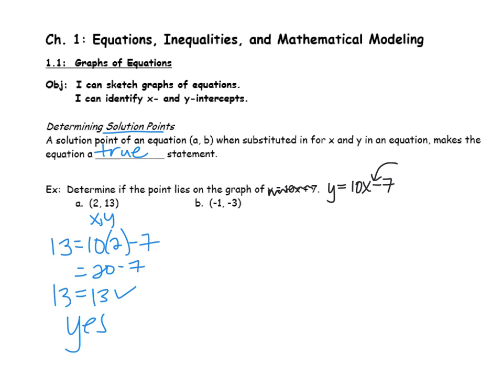That's a true statement, therefore yes, that point lies on the line. Trying another one, same idea. If we substitute in negative 3 for y, oops, not 2, sorry about that, and negative 1 for x, now we have 10 times negative 1 minus 7 would give us negative 17. Obviously, that's not a true statement, therefore that point is not on the line.